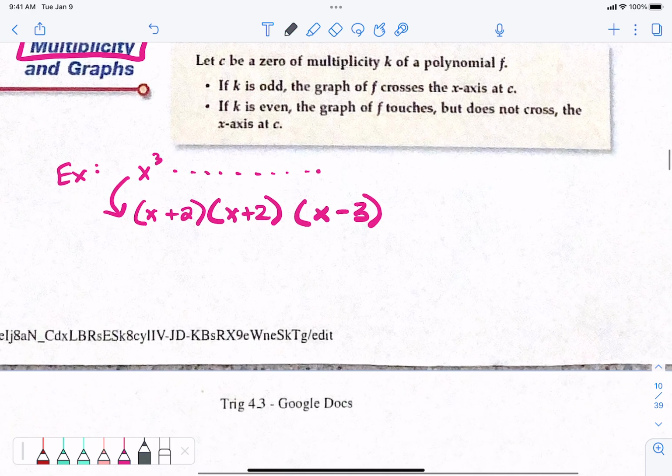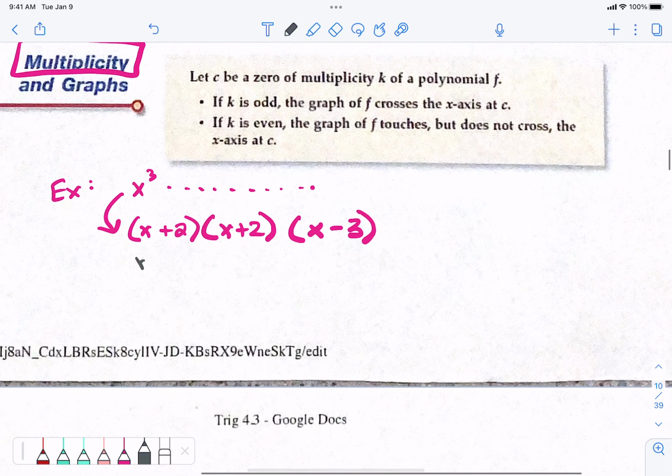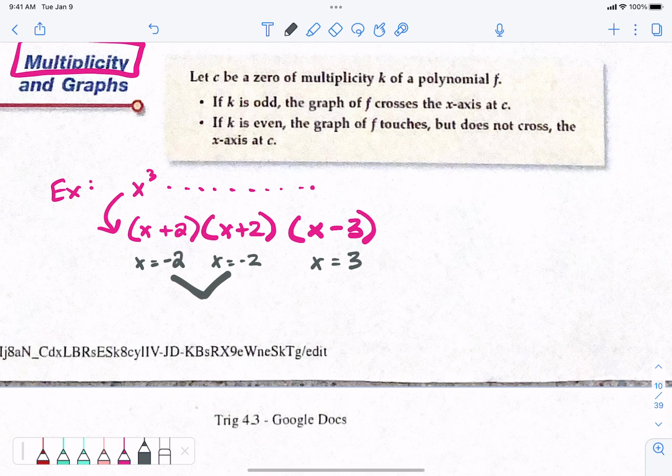If I set these equal to 0, that means that x equals -2. It's going to cross at -2, right? We just said that. X equals 3. It's going to cross at 3, right? How many places is it actually touching? How many zeros do I actually have? 2, because this is the same number.